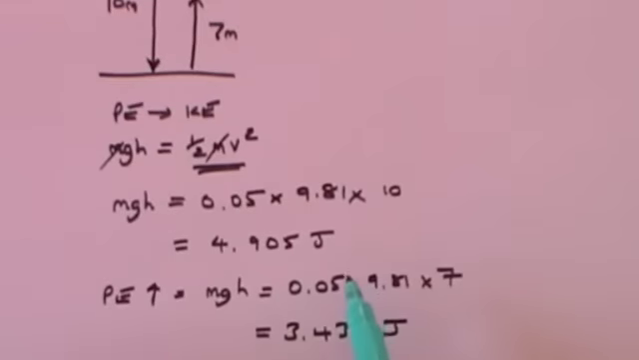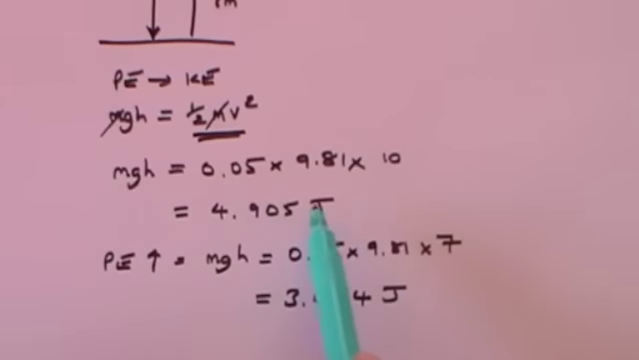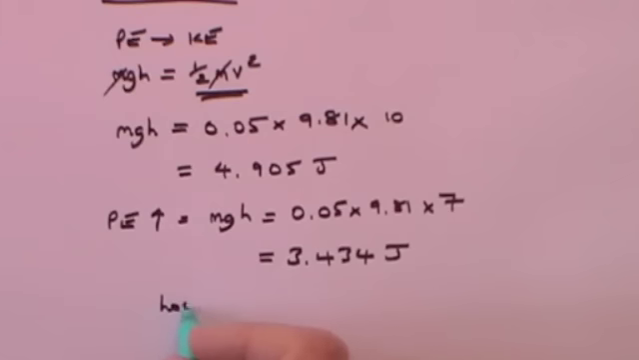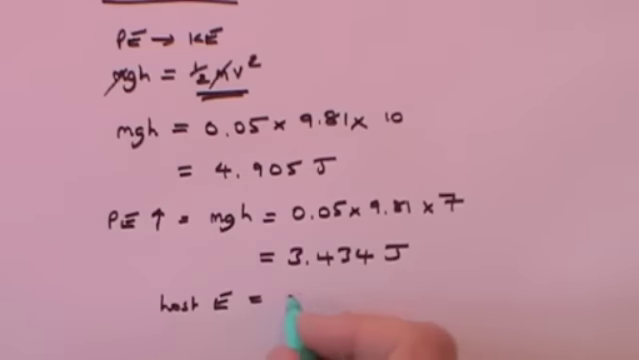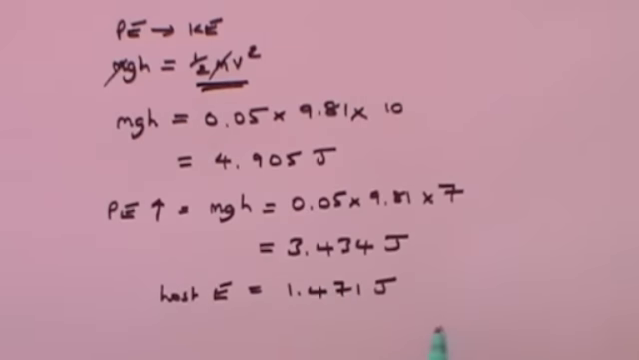It had kinetic energy of 4.905 joules just before it hit the ground, but when it bounced back up, it gave a potential energy of only 3.434. So the difference between these two amounts is the kinetic energy that was lost, and that means that the lost energy is equal to the difference of these two, which is 1.471 joules. That was lost in terms of heat and sound as the ball hit the ground.